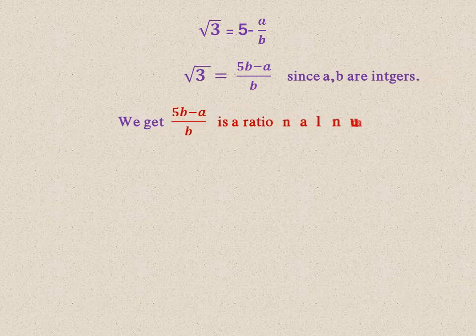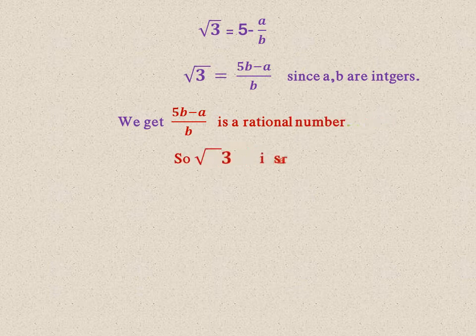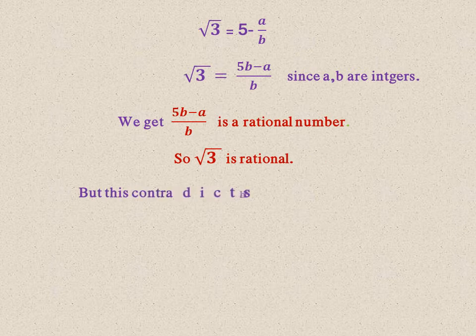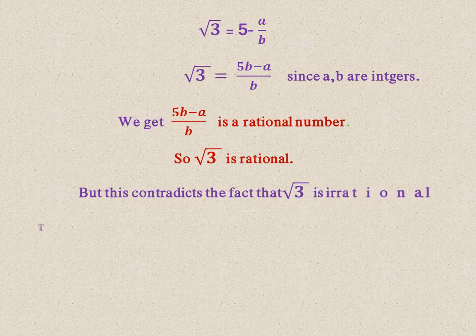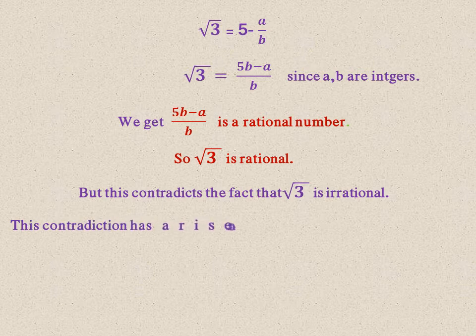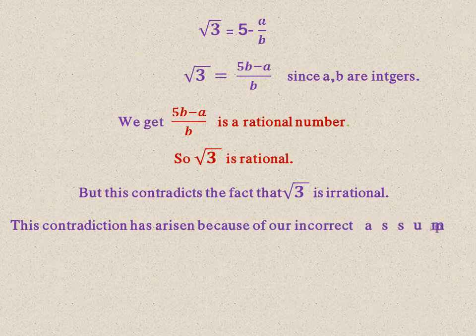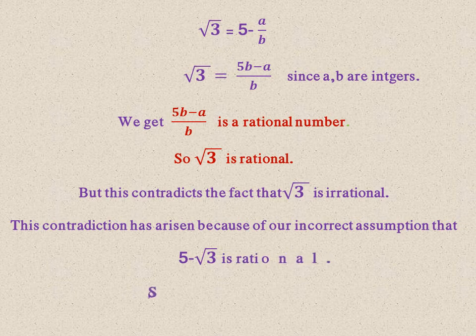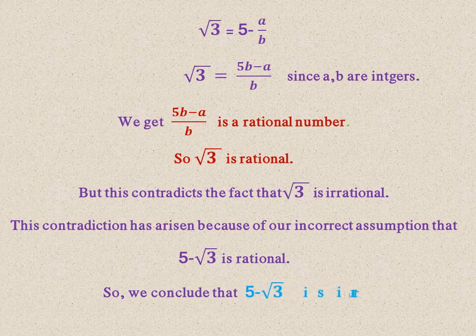So (5b − a)/b, here a and b are integers, so the value of (5b − a)/b is a rational number, and also (5b − a)/b is equal to root 3. Hence root 3 is rational, but this contradicts the fact that root 3 is irrational. This contradiction has arisen because of our incorrect assumption that 5 minus root 3 is rational. So we can conclude that 5 minus root 3 is an irrational number.